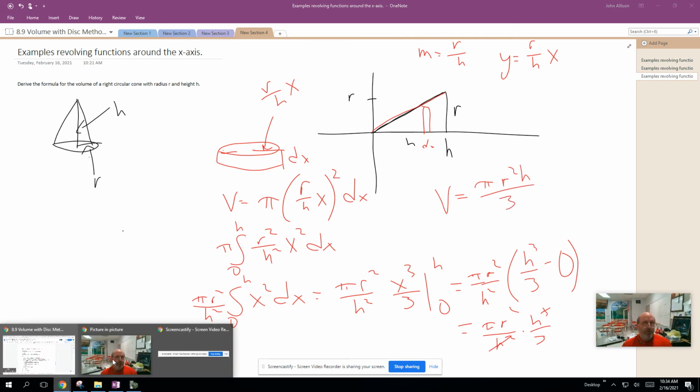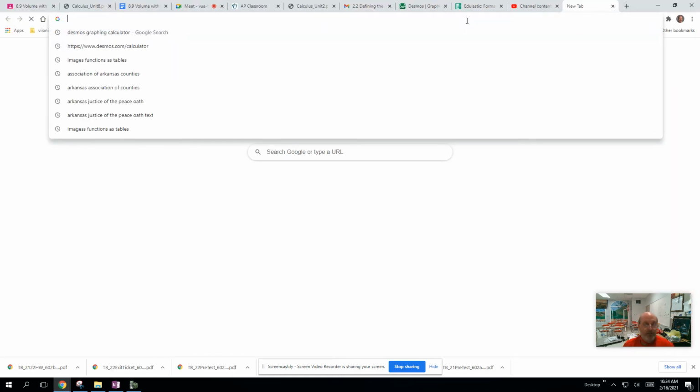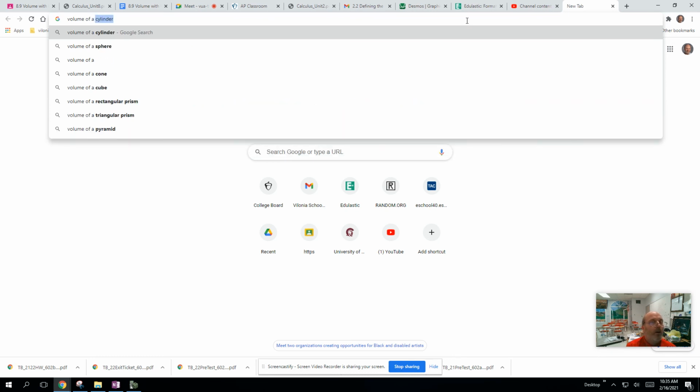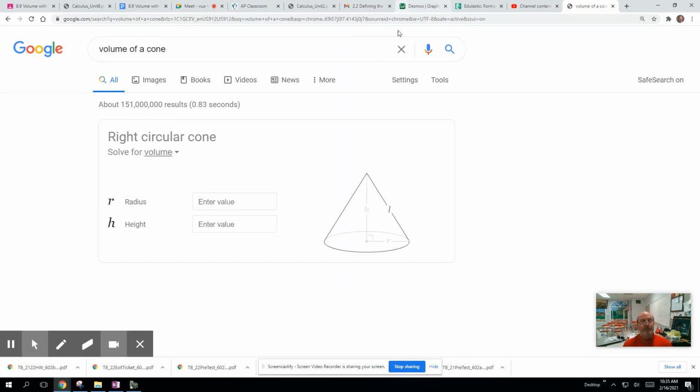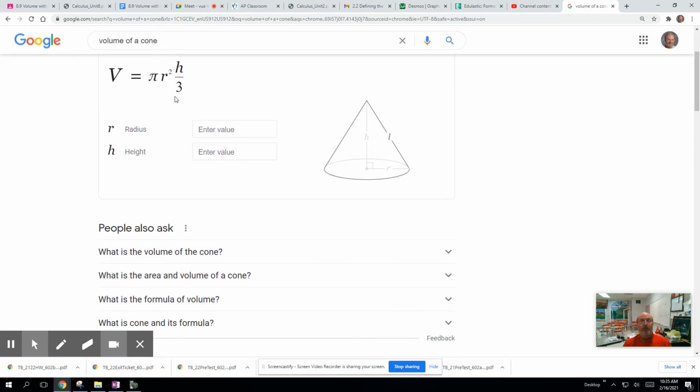And if we go look up the volume of the cone on Google, we will see we just derived it. Pi r squared times h over 3. And so there you use that to figure out something that the ancient mathematicians did before they had calculus. But calculus confirms that that is the volume of the cone. And that's part 2 of our 8.9 series.